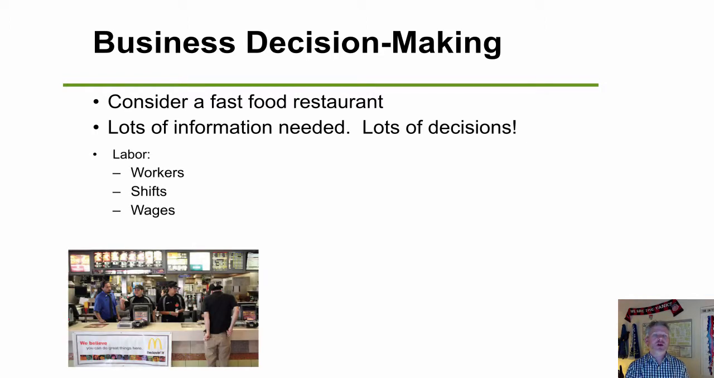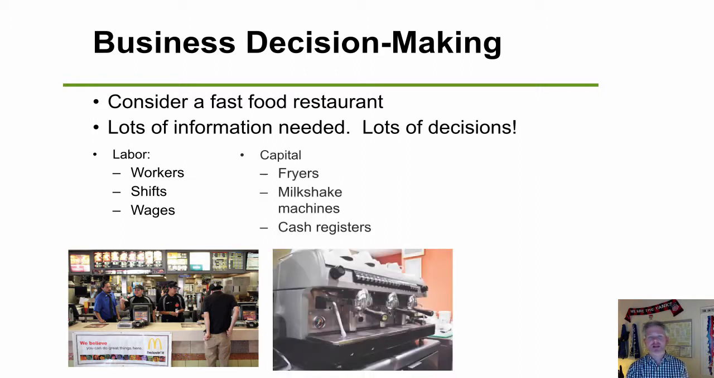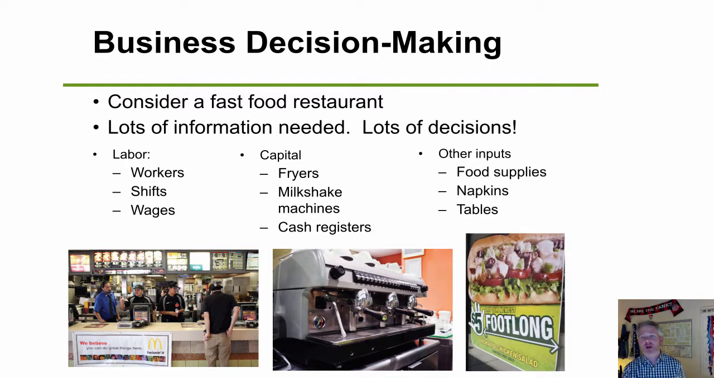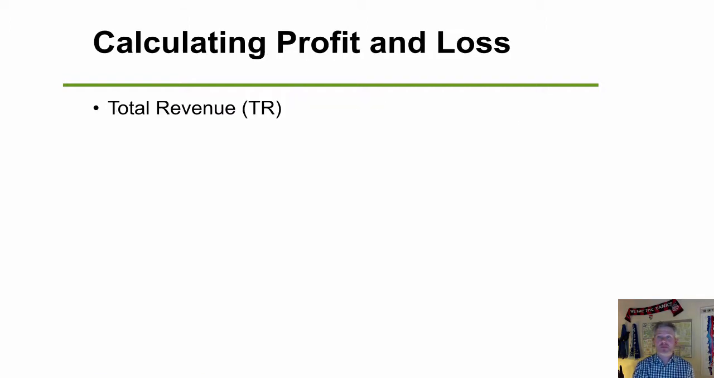So the firm will use labor as an input. It'll have workers that will provide labor, and they'll have different shifts, and they'll have to decide how to schedule them and how much to pay them. All those sorts of things come with labor, which is one of the inputs into the firm's process. The second is capital. So these are usually machines, fryers, milkshake machines, cash registers in the case of this fast food restaurant. And then they're going to have other kinds of inputs, food supplies, napkins, tables, other inputs into their production process so that they can then at the end of the day make sandwiches or coffee or whatever it is that the firm makes.